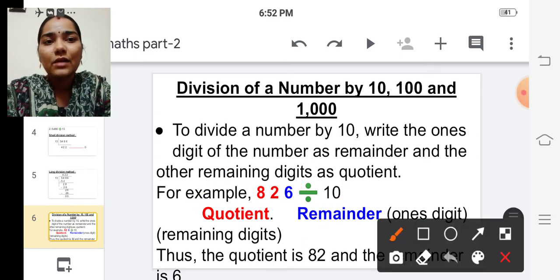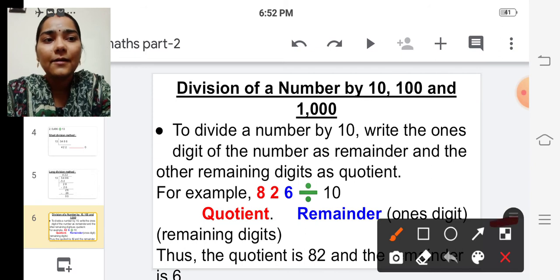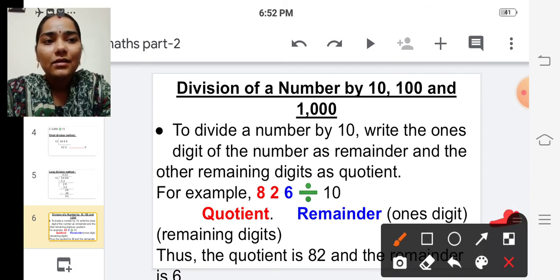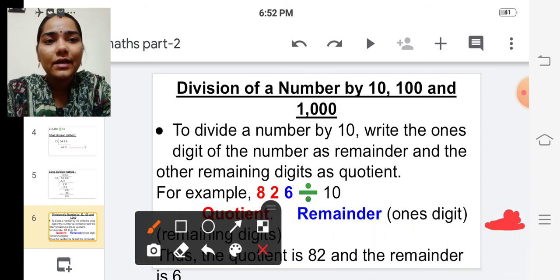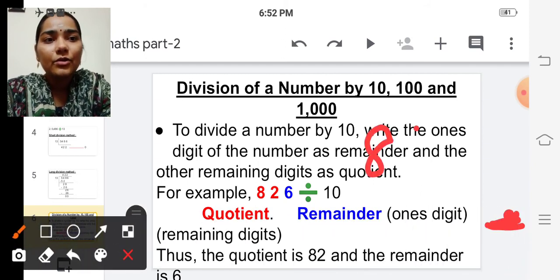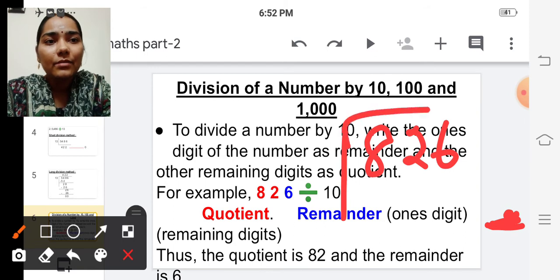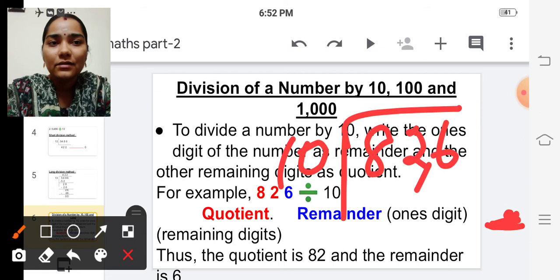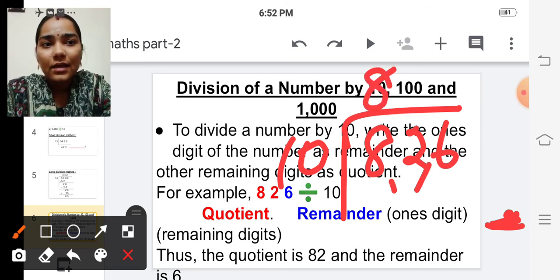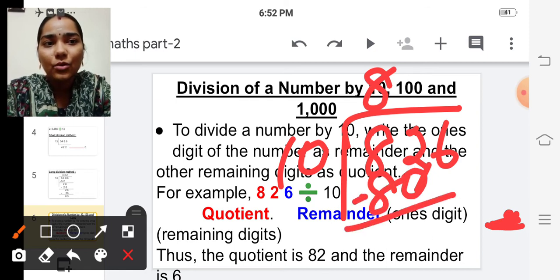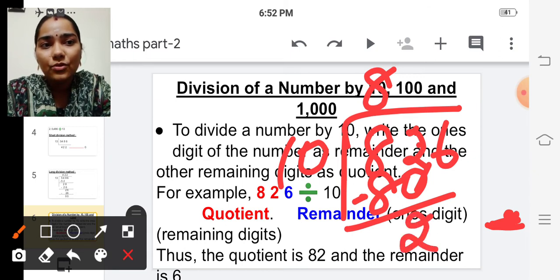Yes. So shall we divide using the long division method? Then we can check whether this one is correct or wrong. So 826 divided by 10, isn't it? Consider the first 2 digits of the dividend. It is 82. So 8 tens are 80. We subtract this 80 from 82. 2 minus 0 is 2. And we bring down this 6. So the number becomes 26.